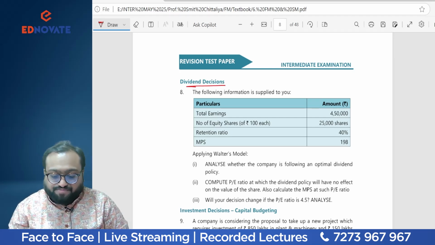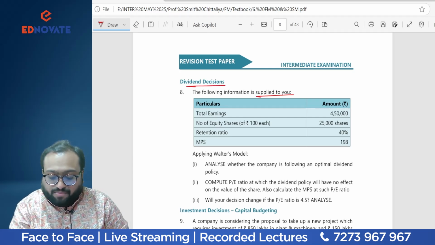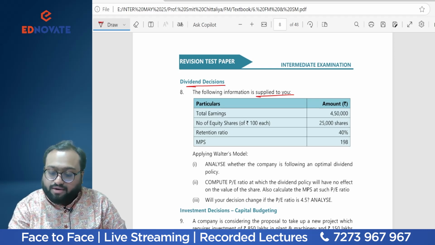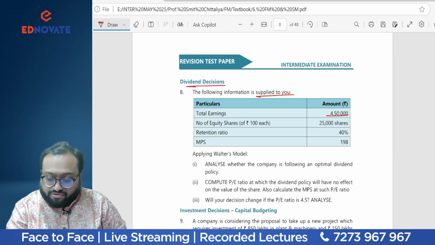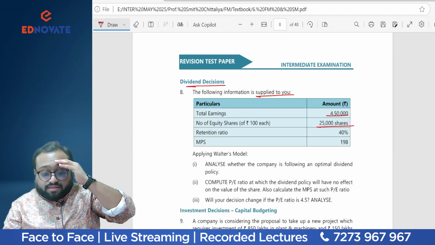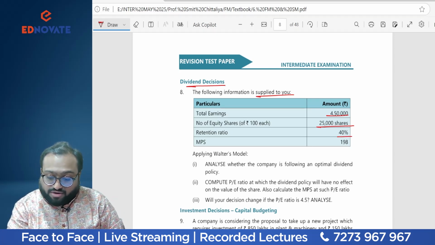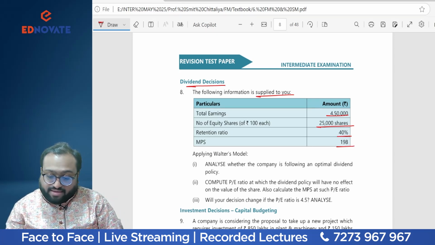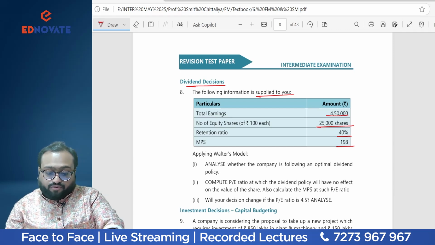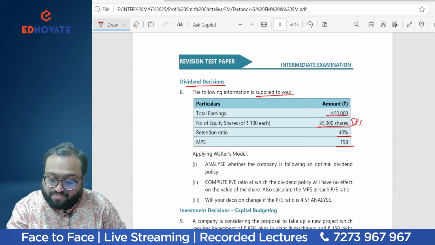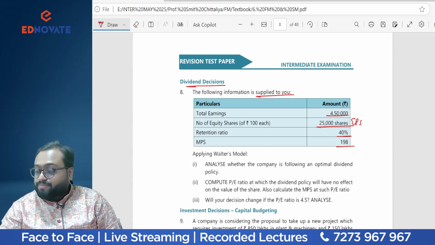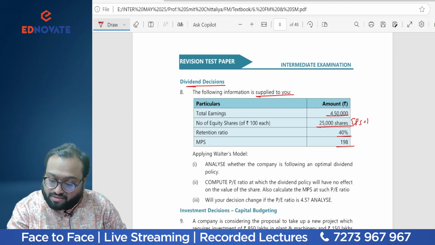Dividend decision. The following information is supplied to you. Particulars and amount. Total earnings are 4,50,000. Number of equity shares are 25,000. One thing I can find out over here is retention ratio is 40% and MPS is 198. We have total earnings of 4,50,000, so I can find out EPS. I think EPS will be 18 if I'm not wrong.